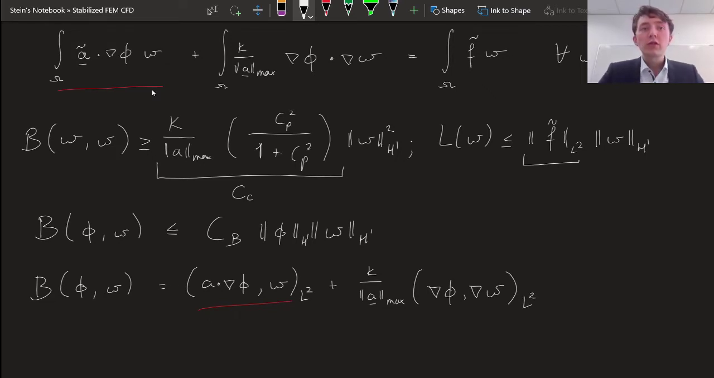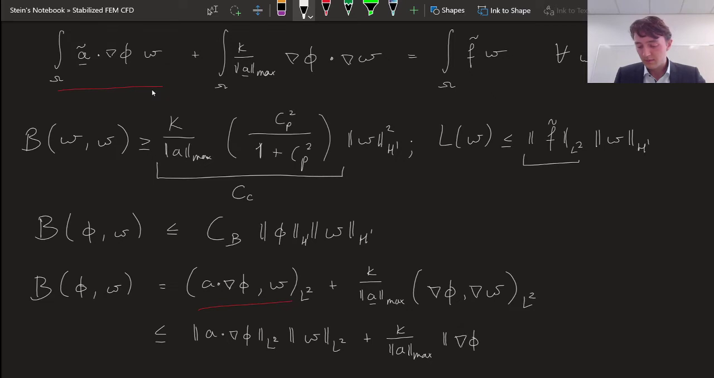And by using the Cauchy-Schwarz inequality, we can now say that this is going to be smaller than or equal to the L2 norm of the first slot here, multiplied by the L2 norm of what's in the second slot. And the same thing holds for the second inner product. Oh, it's supposed to be a gradient there. And both of these are also L2 norms.